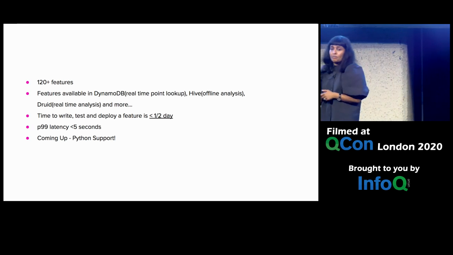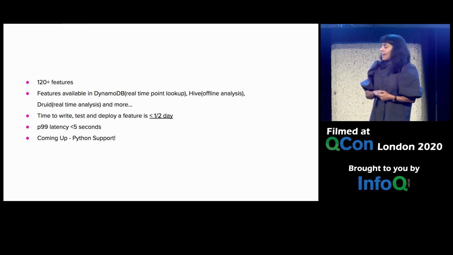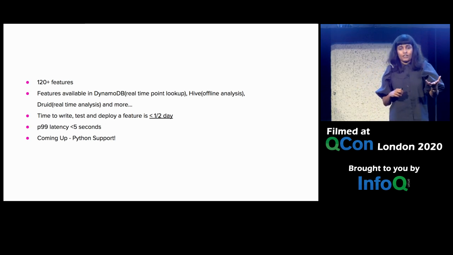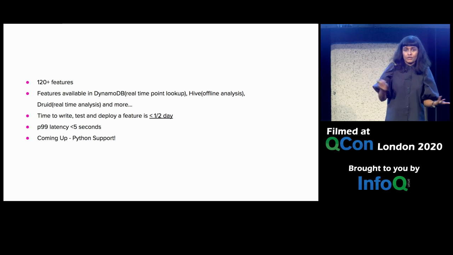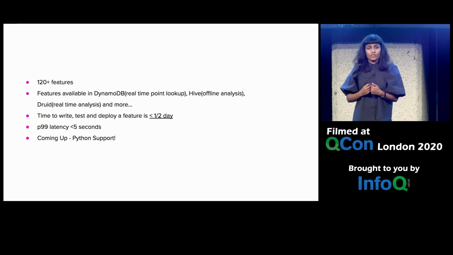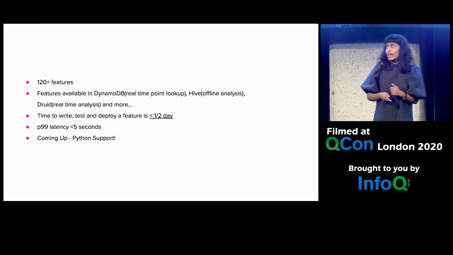And our P99 latencies are 5 seconds. And remember I mentioned that 90% of our use cases are solved by Flink SQL, but not everything is. So we are looking into Python support as well, and for that we are currently looking into Beam. So that may be coming up.